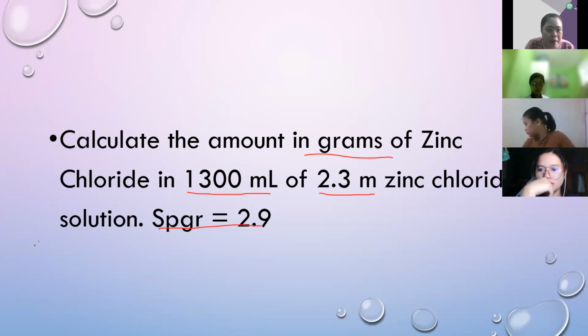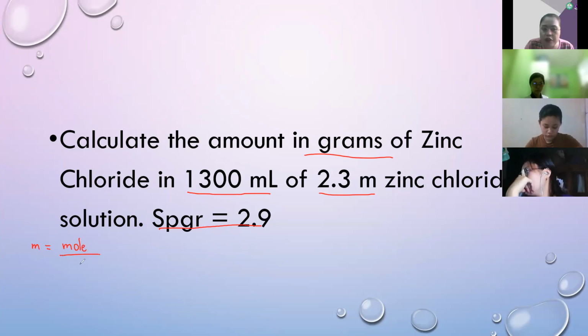Okay, so remember our formula for molality is small letter m equal to moles of the solute divided by the kilograms of our solvent. So it's just like the computation just a while ago. We need to compute for the amount in grams. So the first thing that we need to do is to compute for the moles first.